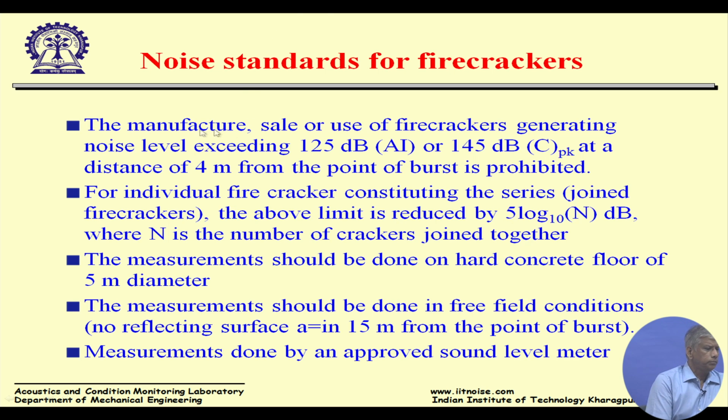And then this is the noise standard for the firecrackers. The manufacturer's side is that there are two ways of quantifying the firecracker-generated noise. One is 125 decibel in the A scale under the impulsive weighting, or 145 decibel in the C scale. C scale is when you have a little higher noise levels.